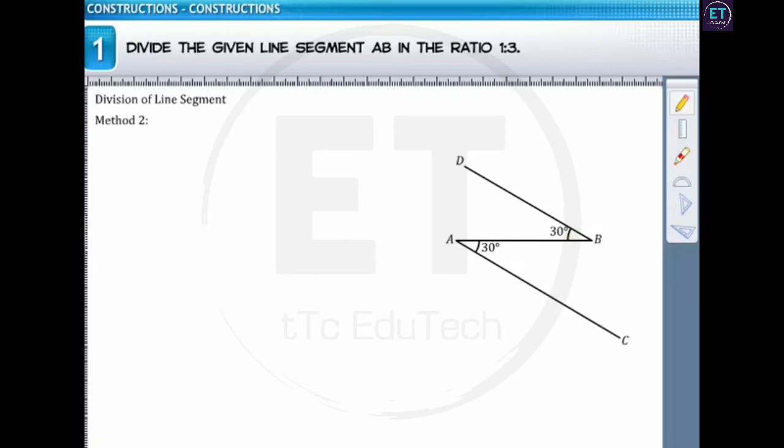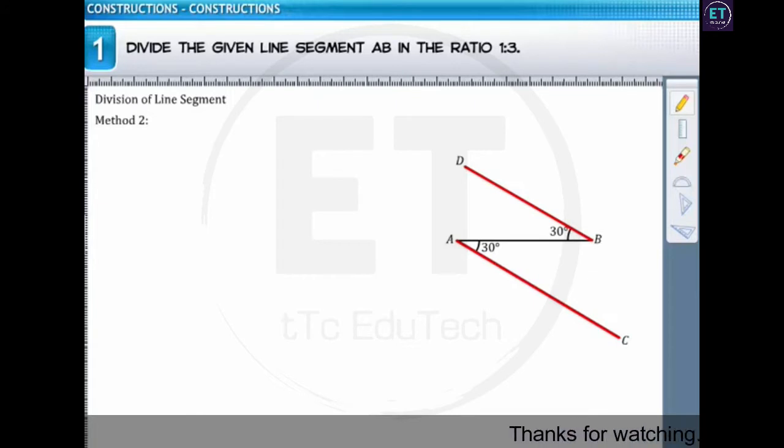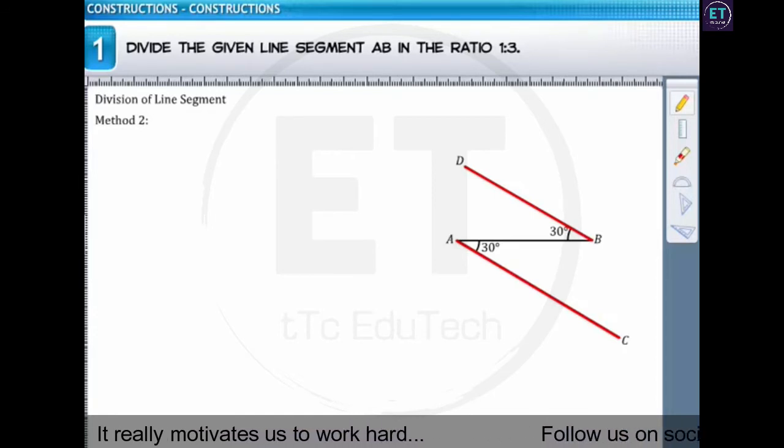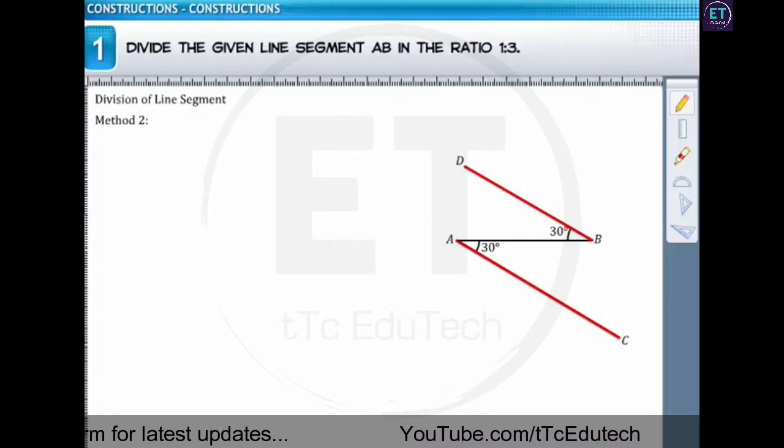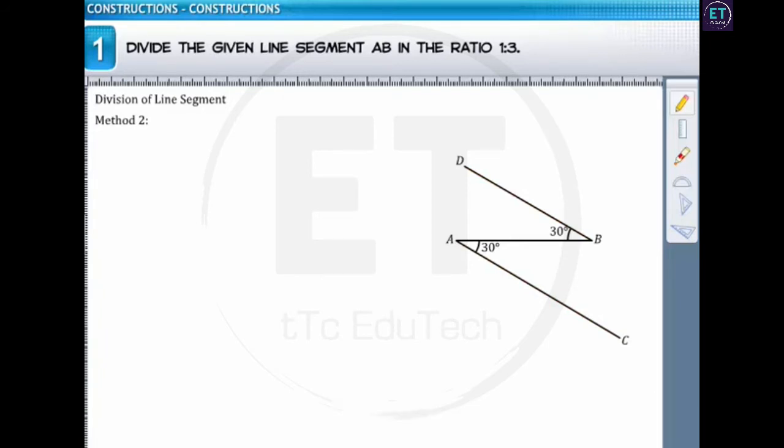Next, mark a few points at an equal distance from each other on AC and BD. The number of points depends on the ratio in which you have to divide the given line segment. If the ratio is x is to y, mark x number of points on AC and y number of points on BD or vice versa. Here the given ratio is 1:3. So let us mark 1 point on AC and 3 points on BD.